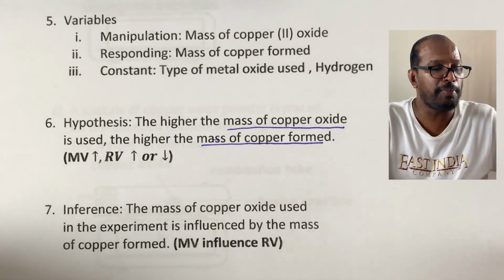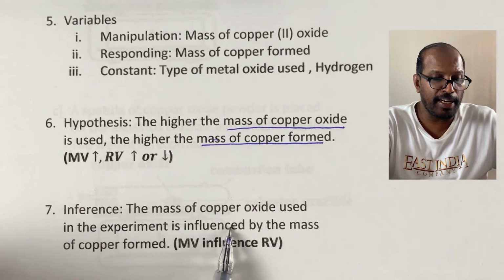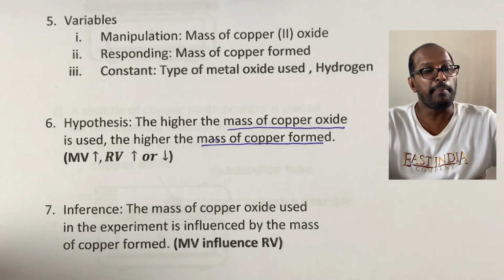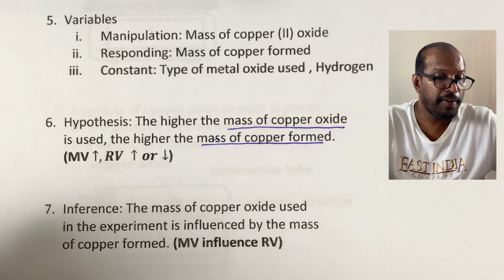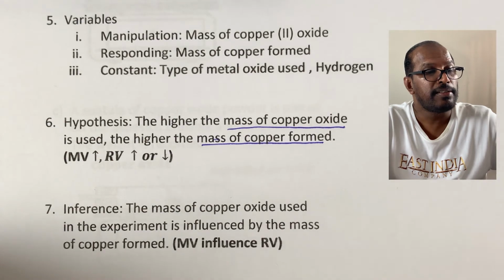And lastly, we are talking about inference. In this case, this is an experiment inference. That means we are saying that the mass of copper oxide used in this experiment is influenced by the mass of copper formed. So this is the inference, hypothesis, and variables.